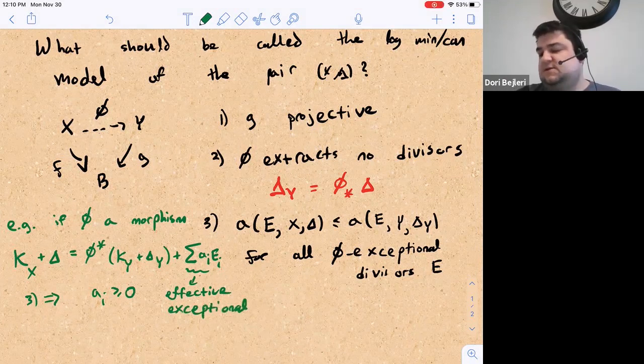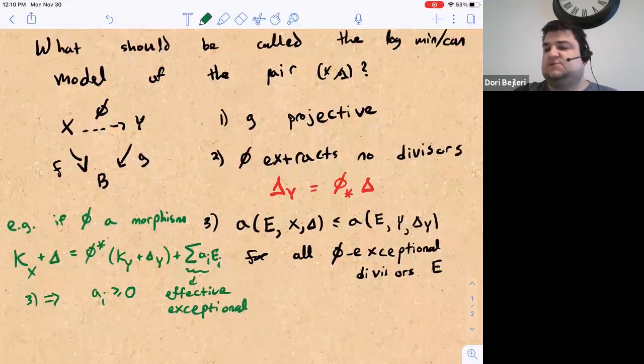So we'll see in more detail in a second what this means, but essentially this means that the ring of sections is the same, because when we pull back, we're adding some effective exceptionals. Those don't contribute any sections by the negativity lemma, and so this tells us that the log canonical sections are the same. So that's another way of thinking of condition 3.